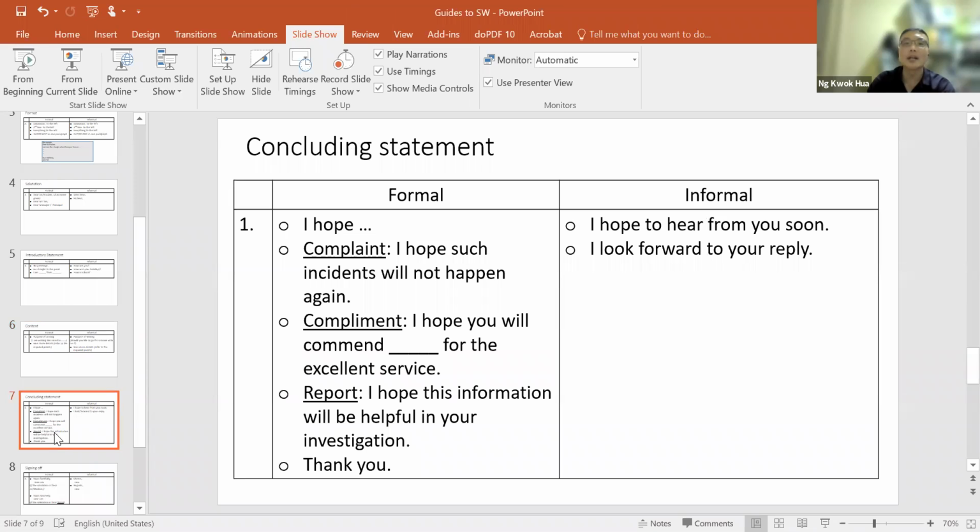Okay. So the next is the concluding statement. After you have written all the points, you have written what happened, what are the points that you want to write down in your situational writing, and all the points will be given there, and you will be very well guided. After you finish writing, informal writing is always, I hope. So I hope such incidents will not happen again.